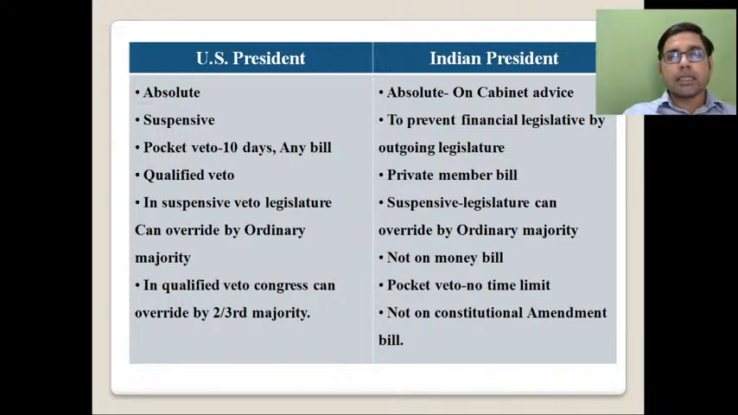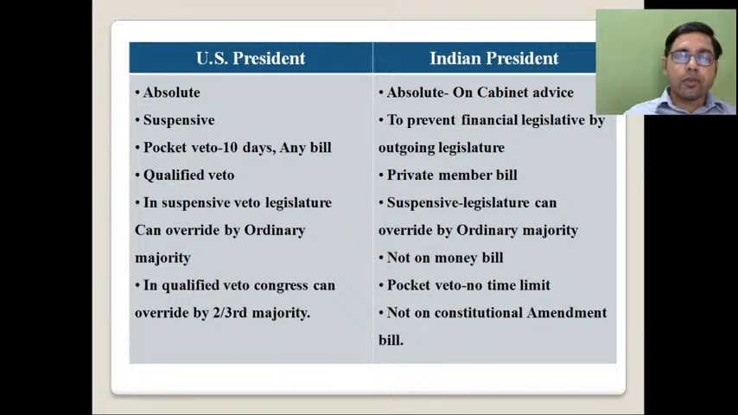In certain cases it may go beyond 10 days also, that I will discuss right now. And then the last one is qualified veto, where on certain provisions of the bill, the president wants to exercise veto power. In comparison to these four veto powers of the US president, friends, you will find that the Indian president enjoys three veto powers: absolute veto, suspensive veto, and pocket veto.